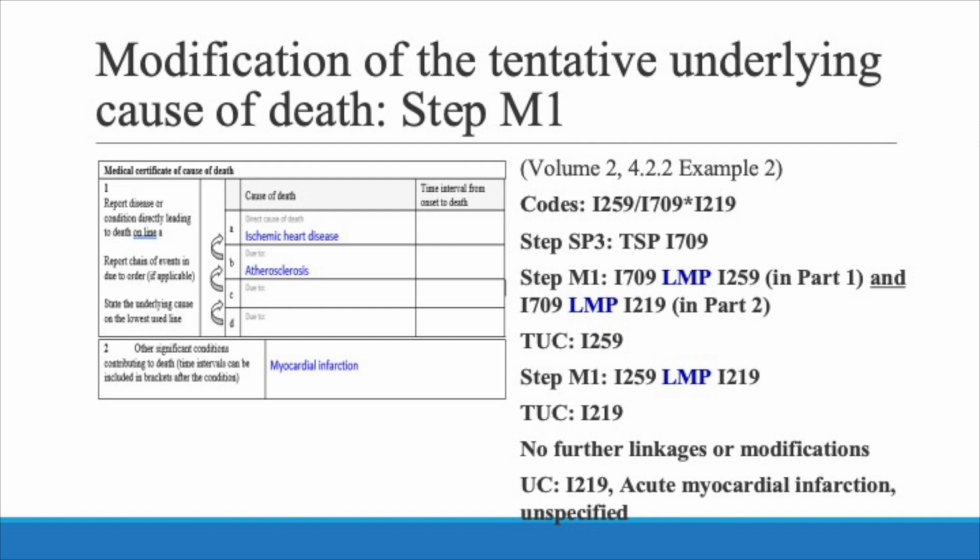This is the first time this has happened in the examples we've examined, but when we look at the special instructions for the new tentative underlying cause, I259, there is a linkage, a with mention of linkage with I219. So we apply step M1 again, and our new tentative underlying cause is I219. Checking the special instructions for that tentative underlying cause, there are no further linkages or modifications for this record. So our underlying cause of death for statistical tabulation is I219, acute myocardial infarction unspecified.